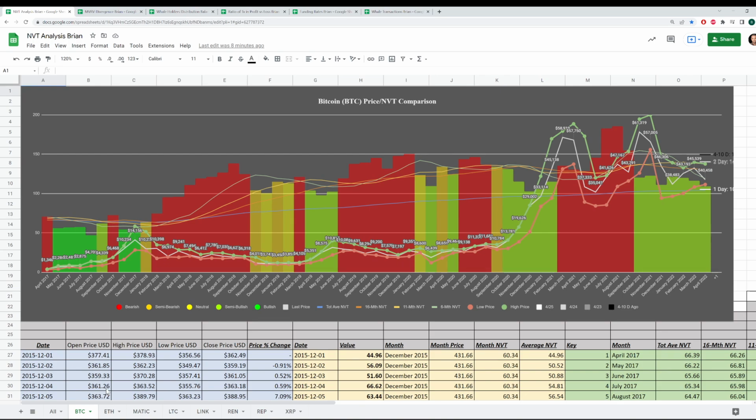Generally speaking, when you see red sections here, prices tend to decline because we are not seeing enough circulation compared to market cap. It is simply averaging the ratio between market and circulation on a day-to-day basis and then putting them all together to give an average month NVT ratio. The redder it is, obviously, as I said, that's bearish. Orange would be semi-bearish. Yellow would be neutral. Yellow-green would be semi-bullish. And then bright green would be very bullish.